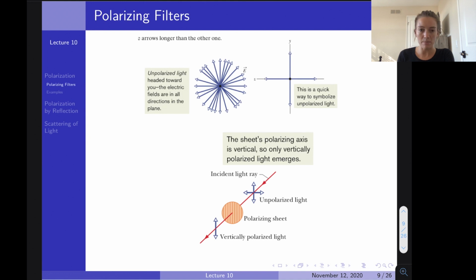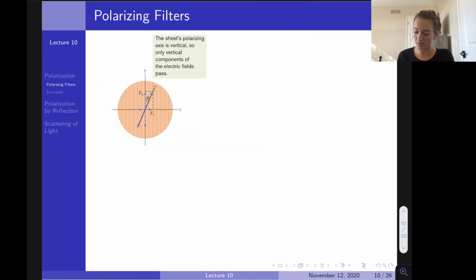And if these have the same magnitude, you can see here that all of these vectors are the same length, so they all have the same magnitude. Since the y and z components here have the same magnitude, only half of the light gets through, basically. So our intensity over here is I naught, and our intensity over here is 1/2 I naught. Now let's see what happens if we send polarized light through a polarizing filter.